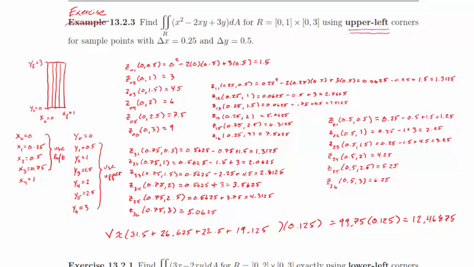In the y direction, we're going from 0 to 3 with a delta y of 0.5. So y naught is 0, y1 is 0.5, y2 is 1, y3 is 1.5, y sub 4 equals 2, y sub 5 equals 2.5, and y sub 6 equals 3.